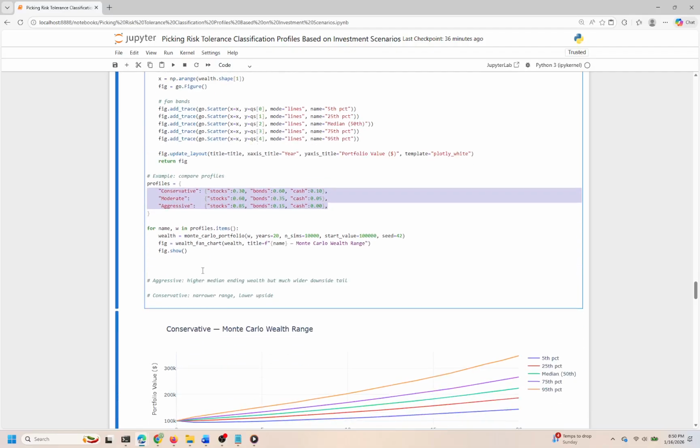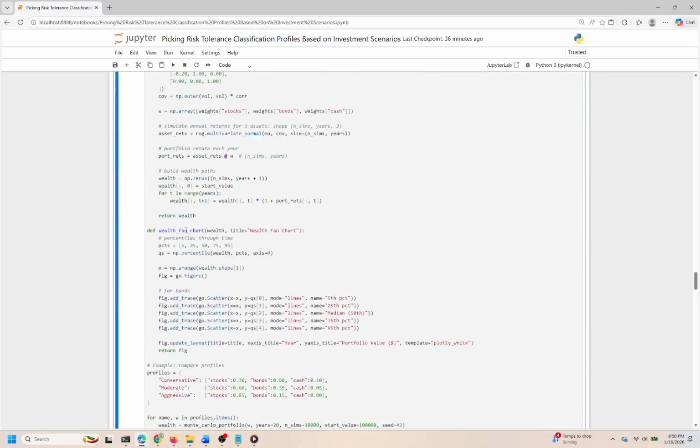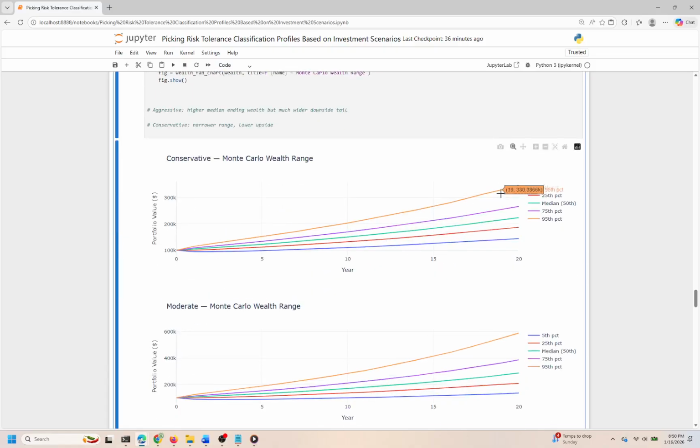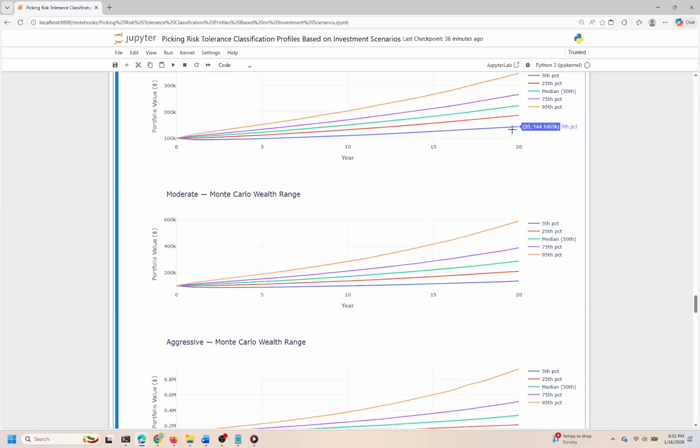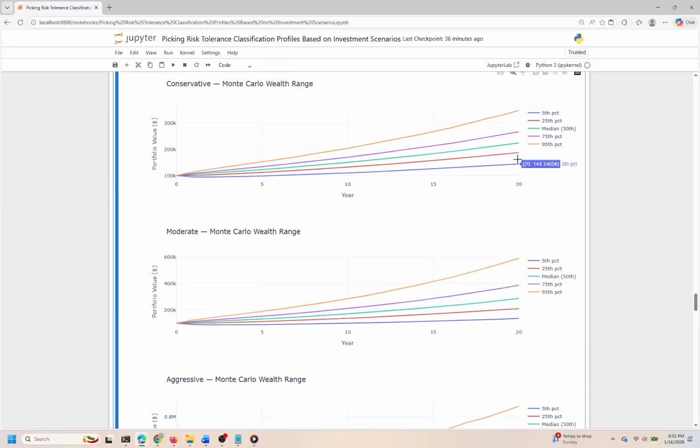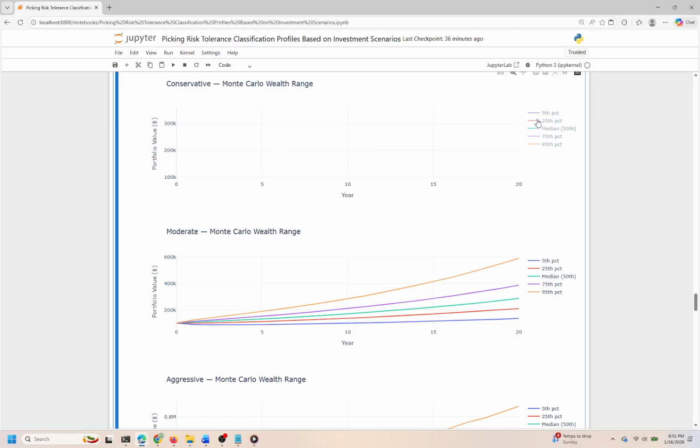As we visualize these profiles, we can see that an aggressive strategy, although yielding a higher median ending wealth, may also exhibit a wider range of outcomes, including significant downside risks. Conversely, the conservative portfolio showcases a narrower range of outcomes with limited upside potential, highlighting important trade-offs inherent in investment strategies. Looking ahead, the next cell will likely deepen our exploration of these outcomes, perhaps by analyzing the implications of these projections in decision-making contexts, or considering how risk tolerance affects the choice of portfolio strategies.